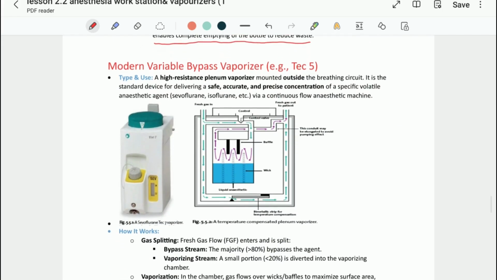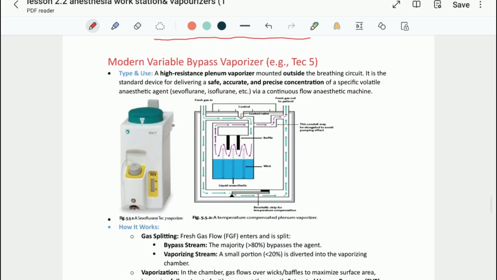Now let's discuss some modern variable bypass vaporizers like Tec 5. It is basically a high resistance plenum vaporizer which is mounted outside the breathing circuit. It is a standard device for delivering a safe, accurate, and precise concentration of a specific volatile anesthetic agent like sevoflurane or isoflurane via continuous flow anesthesia machine.